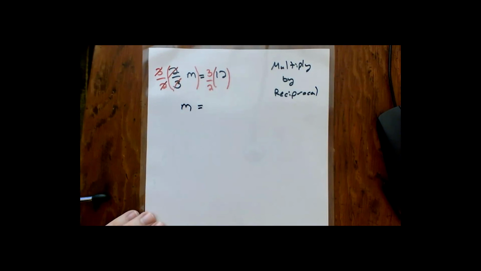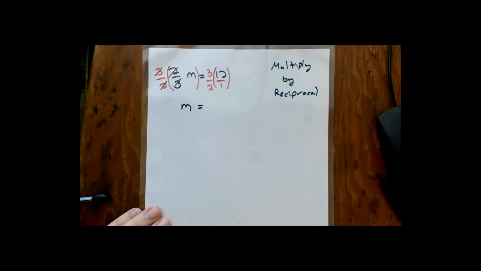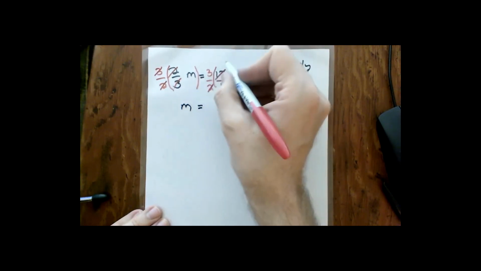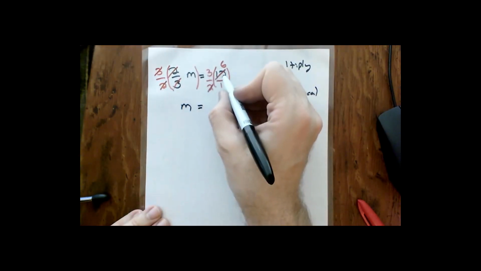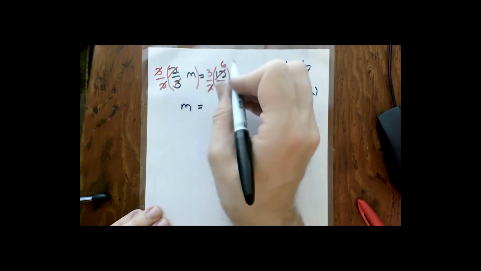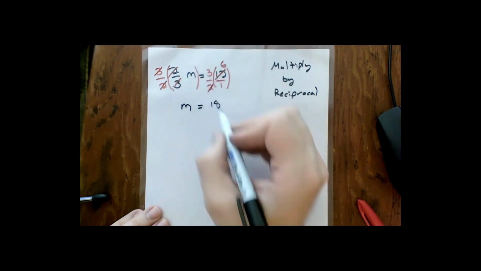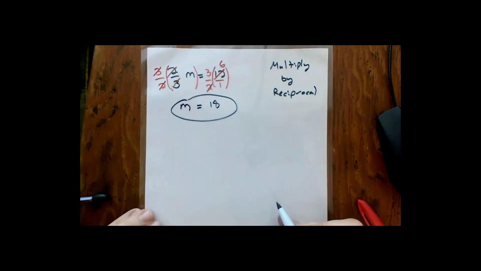Now, if it helps, put that whole number over 1. And I always like to tell people, reduce first, multiply last. If you're reducing at the end, you are making your life harder. 2 goes into 12 6 times. Now I'll just multiply straight across. 3 times 6 is 18, and 1 times 1 would be 1. So our answer here is just m is equal to 18.